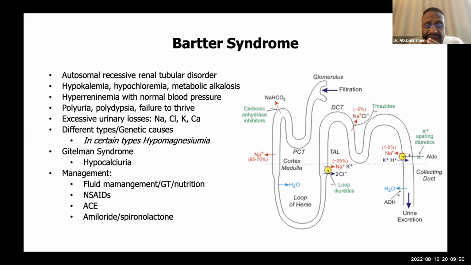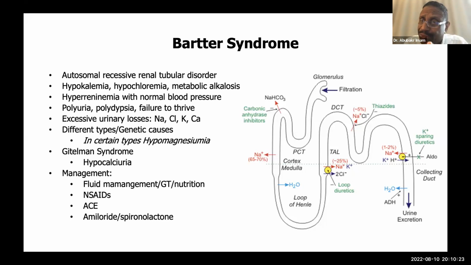In certain types, hypomagnesemia, and around one-third of the patients with Bartter present with hypomagnesemia. And that's why, again, if you examine the urine, you will find increased magnesium wastage. If you guys remember, when we use loop diuretics, a side effect of loop diuretics is magnesium wastage. So if the defect is here, you're going to have a problem with magnesium wastage also.